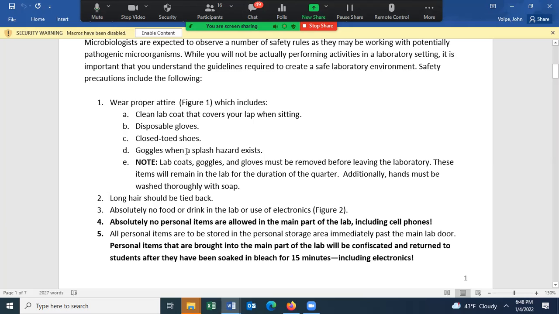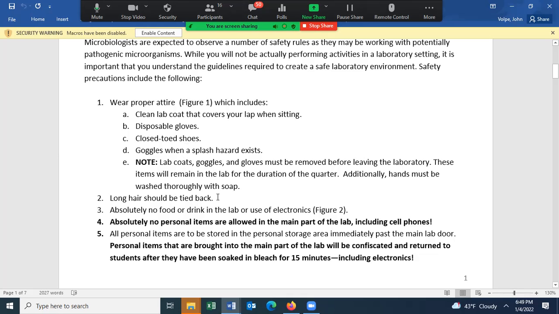If you're working with a splash hazard, meaning you might splash microorganisms into your eye, you must wear goggles. And we do have goggles that have been UV sterilized, and they can fit over your own eyeglasses. And all of this safety equipment that you're wearing must be taken off before you leave the lab. Obviously not your own shoes, you provide that.